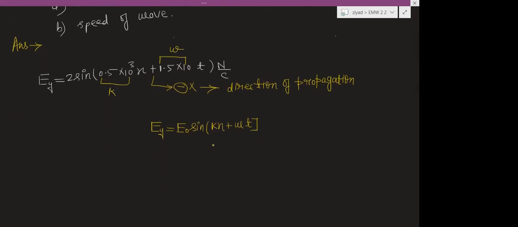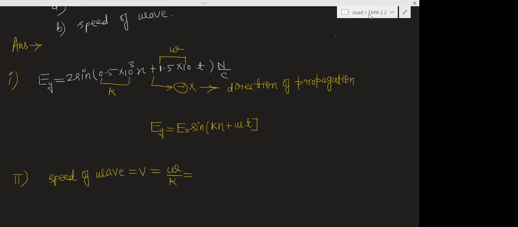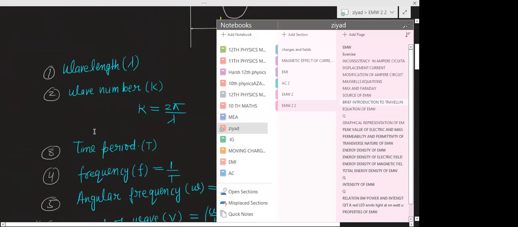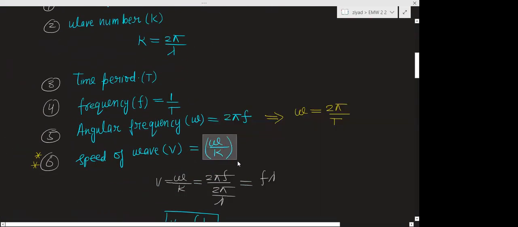What is the formula for the speed of the wave? Speed of wave is equal to omega by k. Okay, so speed of wave is omega by k. That is why I have written like this.